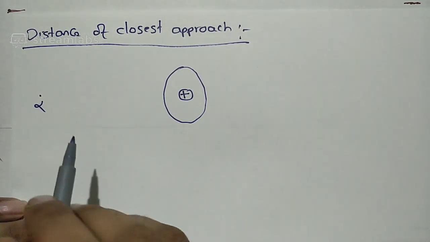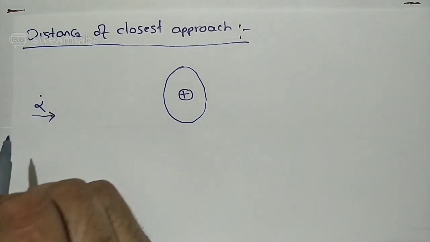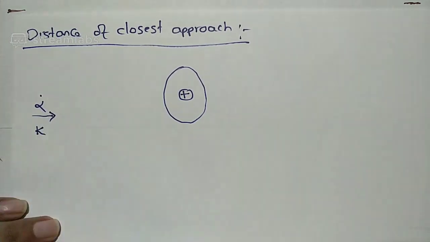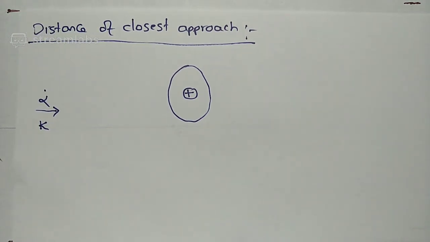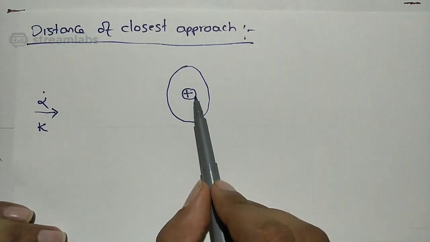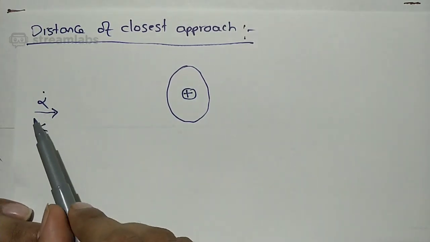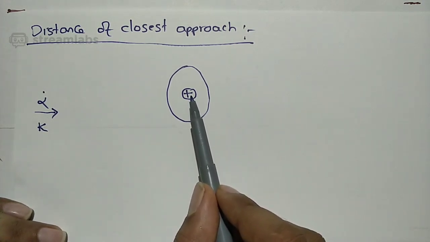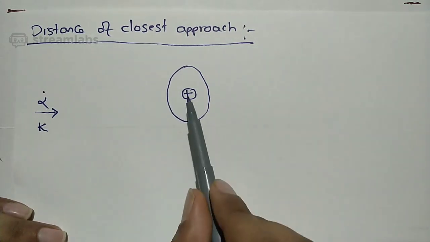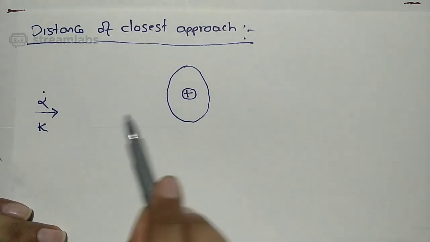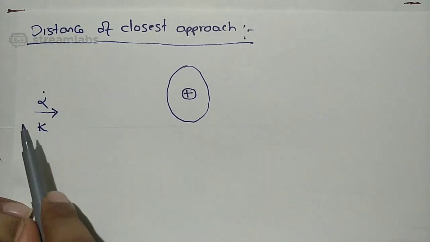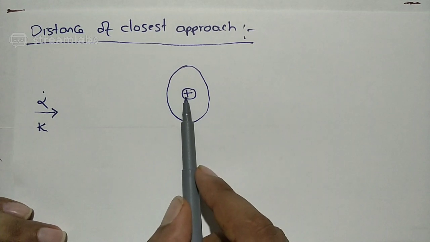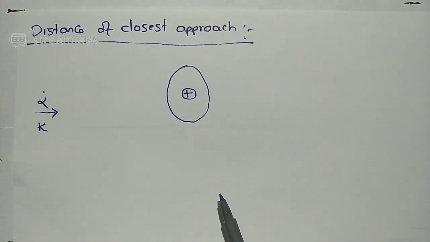Now, if you push this alpha particle by giving some kinetic energy to it, the alpha particle begins to move towards the nucleus. You know, the alpha particle is positive in nature. This nucleus is also positive in nature. So this is a positive charge, and this is also a positive charge. There will be a force of repulsion between them. So that means someone is opposing the alpha particle. Who is that? The nucleus. The nucleus is opposing the motion of the alpha particle towards the nucleus.